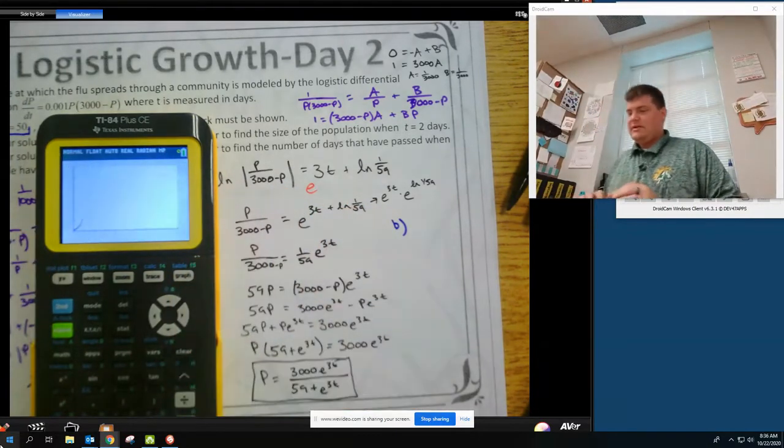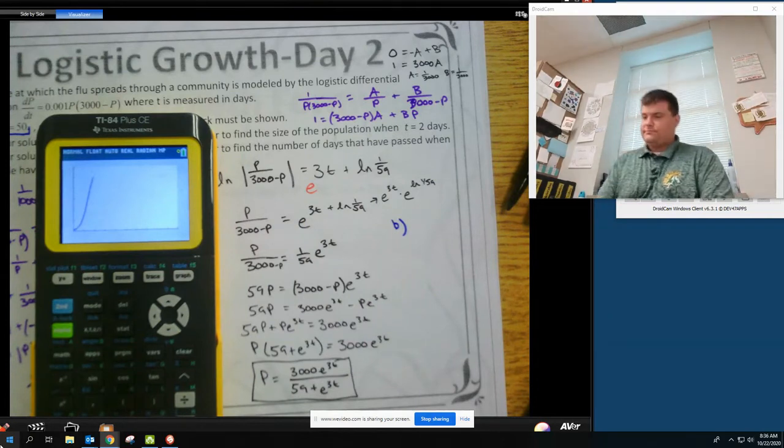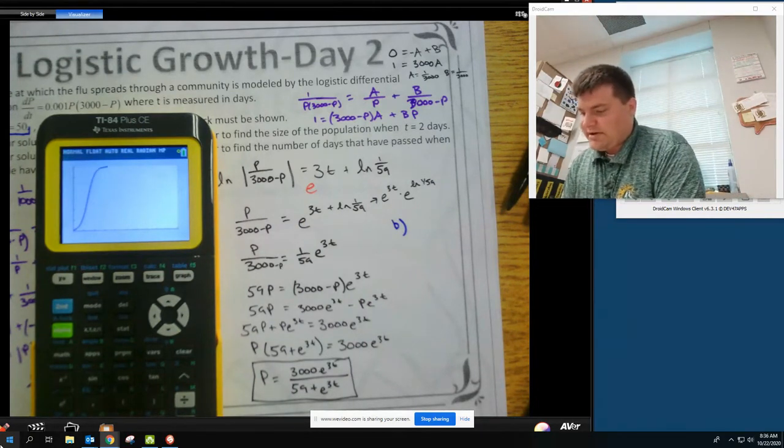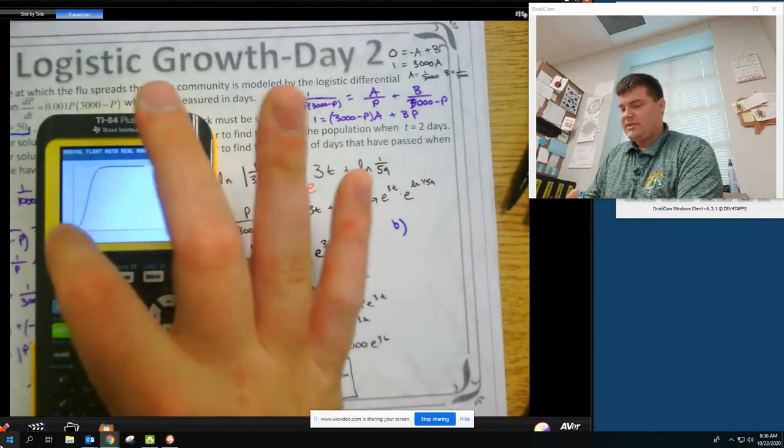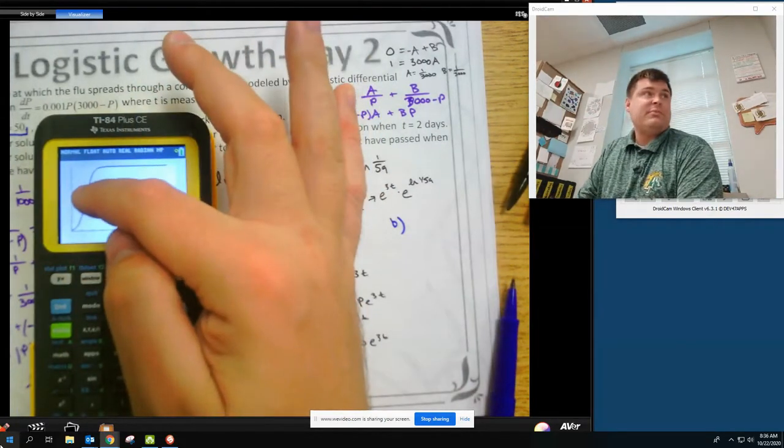So here's my logistic equation, and it's just going to sit up there at 3,000 for quite a while. You can see it's exponential, and then it's got its inflection point somewhere right around there.